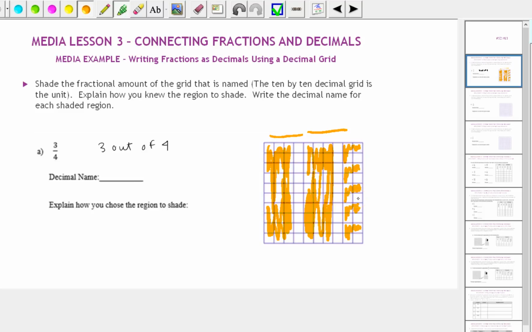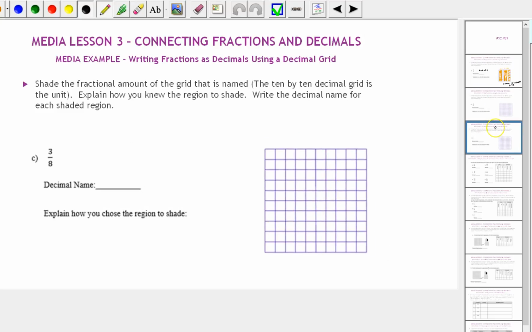And then the idea is, well, there's 100 squares. Let's see how many we shaded. Well, we shaded 1, 2, 3, 4, 5, 6 columns, so that's 6/10. And this was 3, 1, 2, 3, 4, 5 times, so that's 15/100. And combining these together, we have 7/10 and 5/100, or 0.75. Okay, so the ones that terminate are, for the most part, pretty direct.